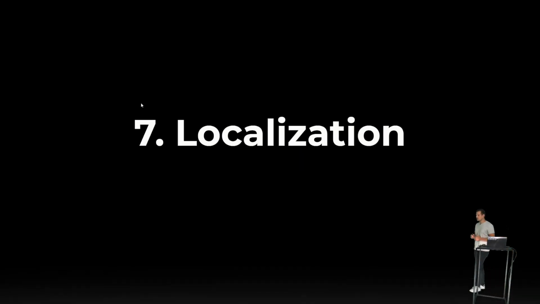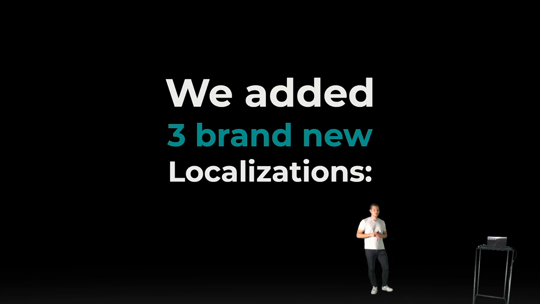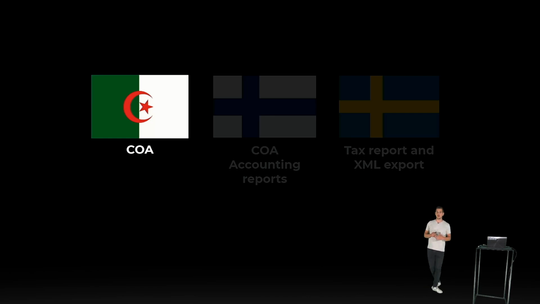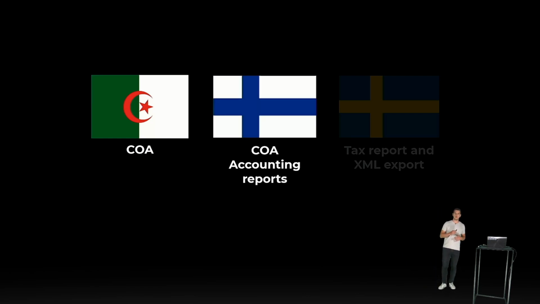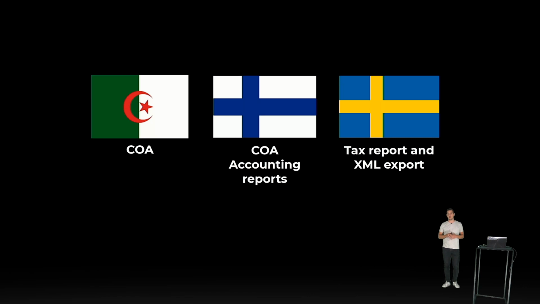Let's jump back to the presentation. When we talk about accounting, of course we talk about localization as well. There is a team that is working around the clock on our new localizations, and they've made a huge effort in the last year because they managed to add 3 brand new localizations. First of all, for Algeria, we added a new chart of accounts. For Finland, we added the chart of accounts and we created the accounting report as well. And for Sweden, we added the tax report as well as the electronic XML report so that they can upload it immediately on the website of the government.